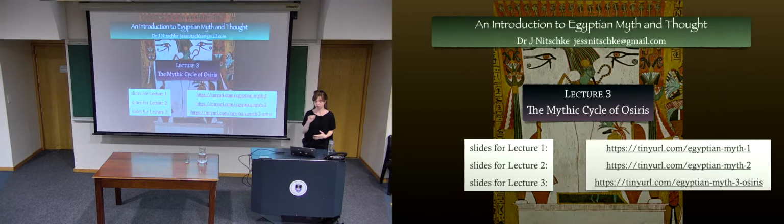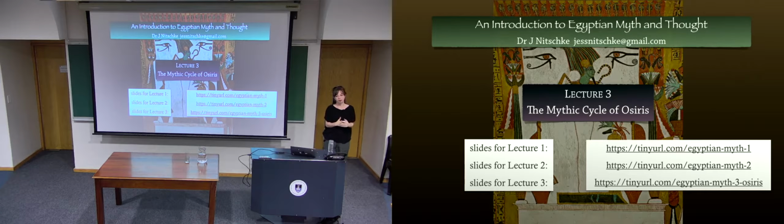Okay, so today, the mythic cycle of Osiris. The god Osiris was a king on earth. He's God, but he was king on earth. He's killed by his brother, partially resurrected by his sister, and eventually avenged and succeeded by his son.